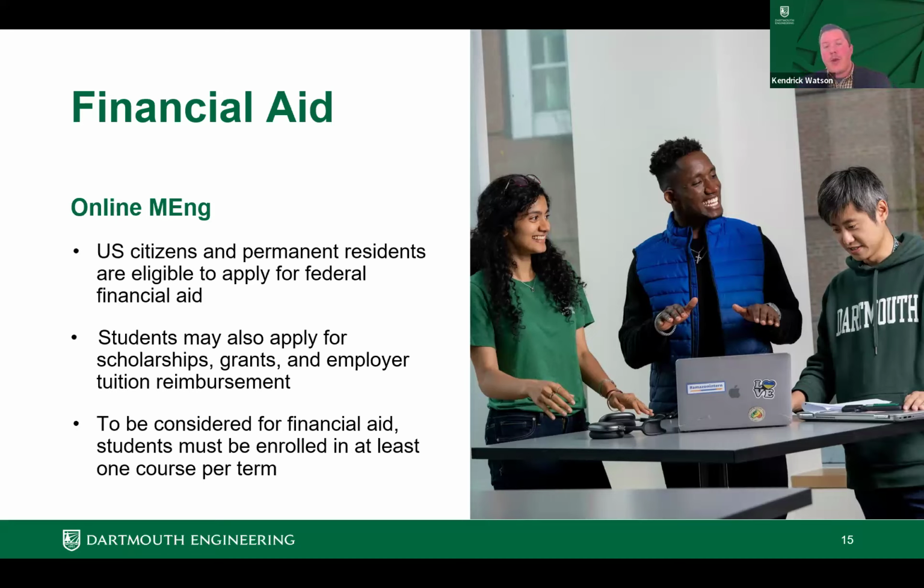And then finally, just to point out that in order to be eligible for financial aid, in most cases, at least for federal financial aid, you need to be enrolled at least part-time. As Zofia mentioned earlier in the presentation, part-time is 1 course per term. So as long as you're enrolled in at least 1 course per term, you should be eligible for the standard federal financial aid. Again, that's eligible for most programs.